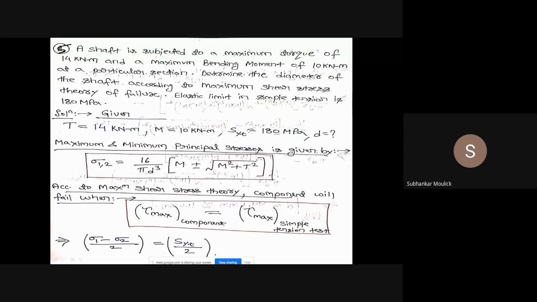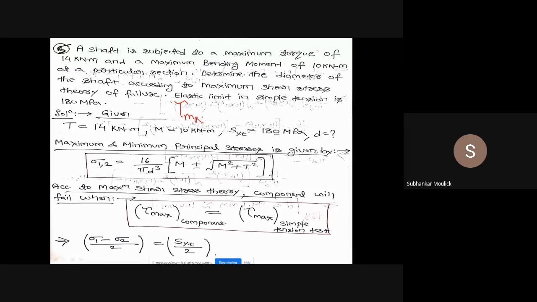Now, by looking at this problem, it is very much clear that this is a condition of combined loading. If you see, the shaft is subjected to a bending moment as well as a torque. That is, the shaft needs to be designed for combined loading. So, in that case, we know that if we want to find out the maximum shear stress of the component, that is, how much maximum shear stress of the component.